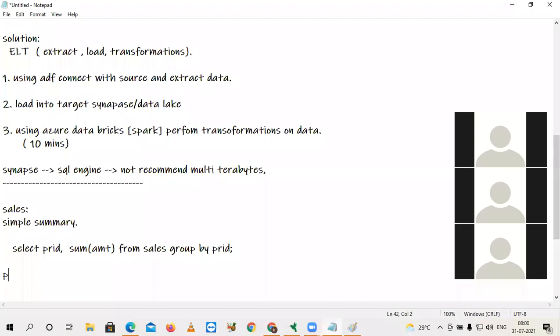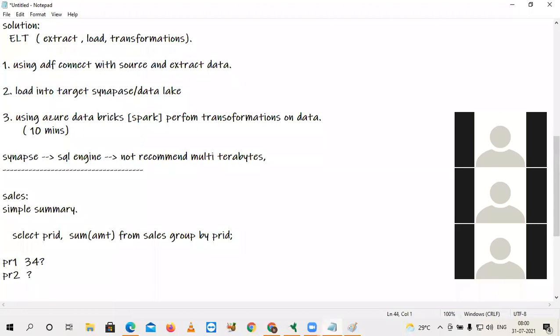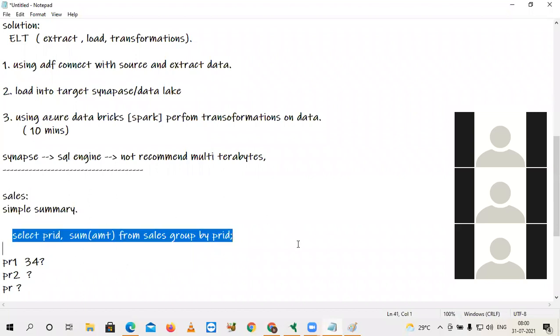The sum of amounts. That means for each product, like product one, we'll have some sales done. Product two, how much sales is generated. Say you have 3 products. For all the 3 products, it is giving a final summary of the sales amount. This is the thing.